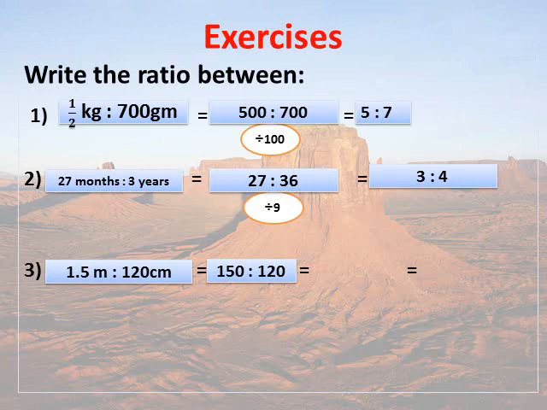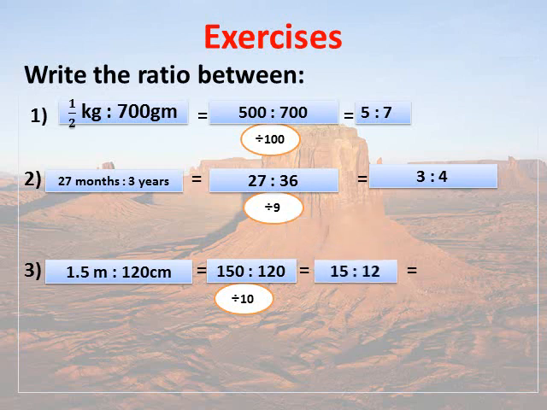What did we do? We converted the first term into the same unit as the second term. The second term is centimeter, the first term is 150 centimeter, and the second term equals 120 centimeter. 150 to 120. The two terms must be in their simplest form. We can divide the two terms by 10. 150 divided by 10 equals 15, and 120 divided by 10 equals 12.